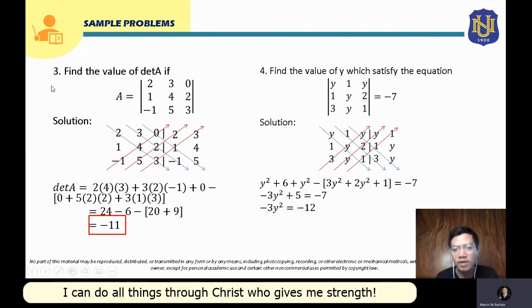From here, we can simplify this further. We can transpose 5 to the other side. So this will give you -3y squared is equal to -12. Dividing both sides by -3, that will give you y squared is equal to 4. Solving for the value of y, that will just be the square root of 4, so that will be positive or negative 2. So this will now be the values of y, positive and negative 2. This is the answer for sample problem number 4.